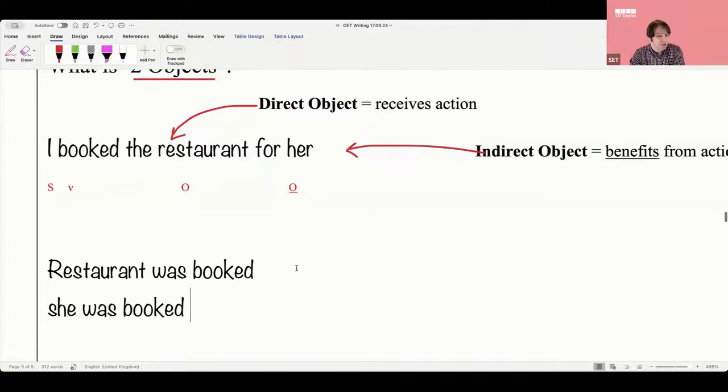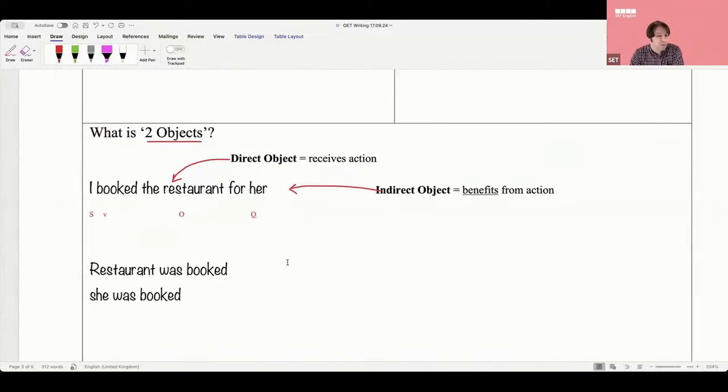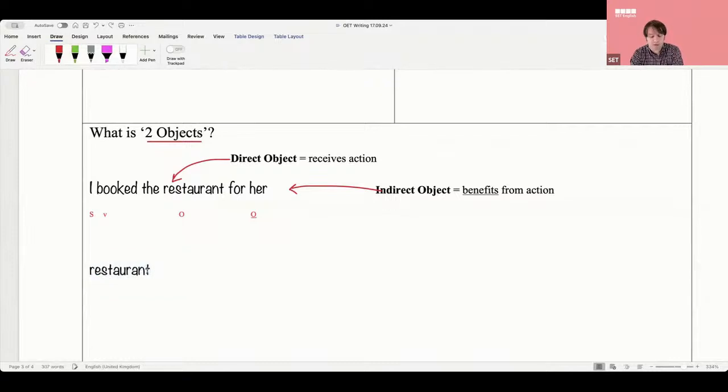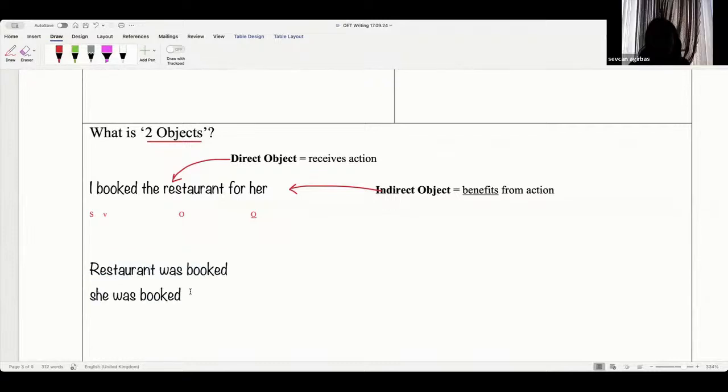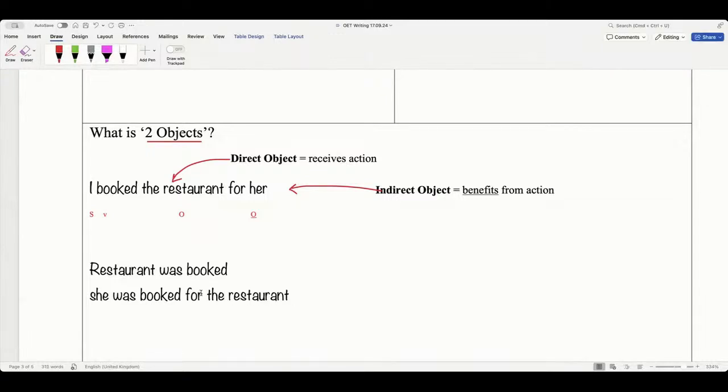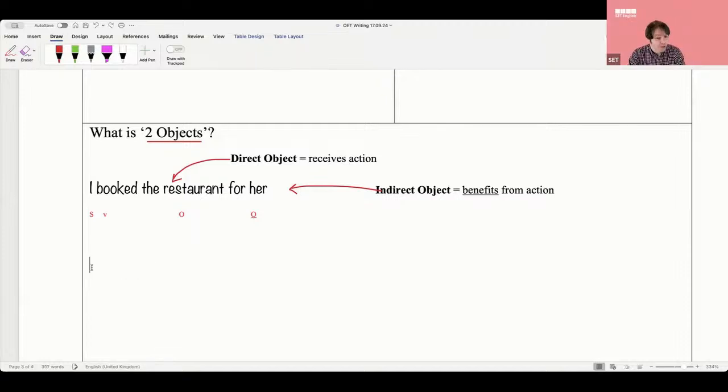You see what I mean, guys? Do you see the problem now? The problem is which object should we start with? The restaurant. Does everyone agree we should start with restaurant here and not she? Yes, not she. She was booked for the restaurant. Why? We start with direct objects. This is the problem, guys. I just want you to understand the problem, okay? Which object do I start with? Answer.